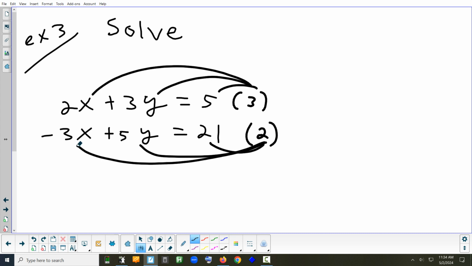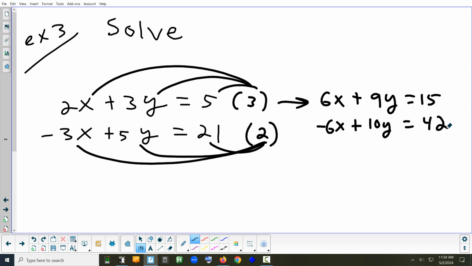Okay, so we're going to create a linear combination of both equations. What will the top equation become? 6x plus 9y equals 15. And how about the bottom equation? Negative 6x plus 10y equals 42. Now, one thing we should have checked, but we didn't need to. The x's should be lined up in a column, the y's should be lined up, and then the constant should be on the other side. It was already set up like that for us.